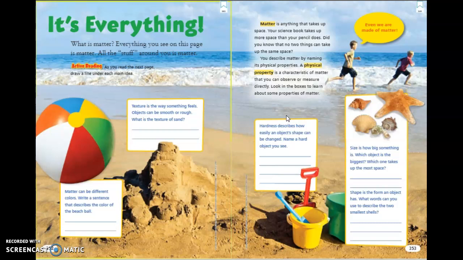Okay, now a hard object that I could see, you might have picked these seashells over here, or you might have picked these plastic things down here, these plastic pails and shovels. You should have had an answer something like this. The plastic shovels and buckets are hard.